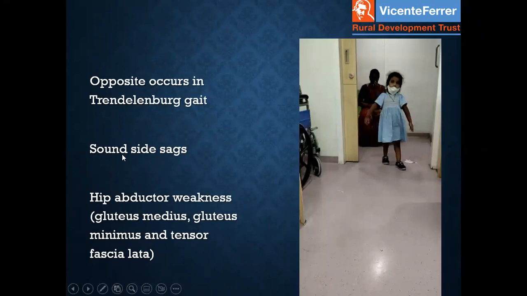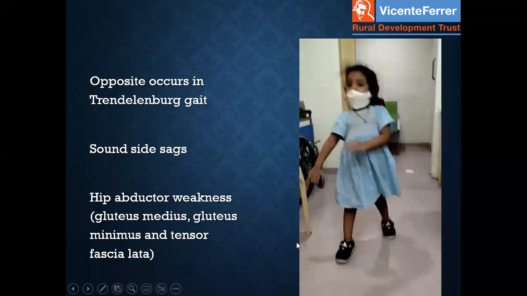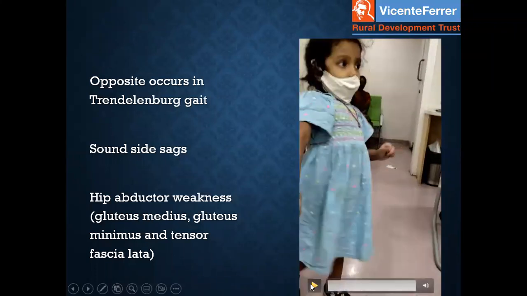So obviously the sound leg always sags. So this waddling gait is due to hip abductor weakness. That is due to gluteus medius or gluteus minimus or tensor fasciae latae. So what's happening?